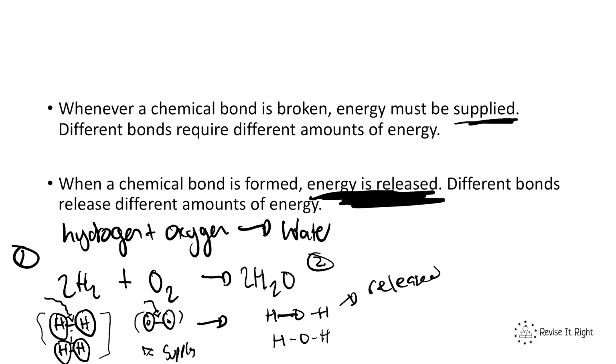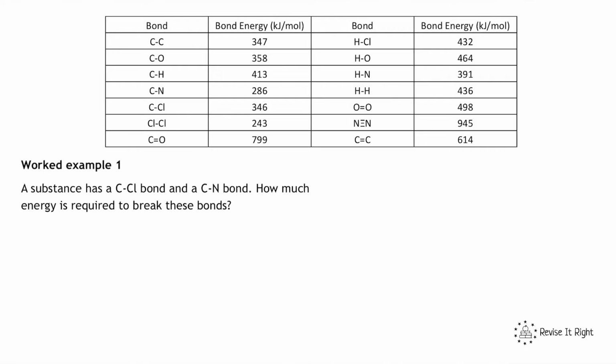And we can therefore work out if a chemical reaction will be endothermic or exothermic by looking at the energy required to break the bonds in the reactants and the energy released when forming new bonds. And these are called bond energies. What you are therefore given is a table that looks something like this, which shows all the bonds and the amount of energy it takes to break or form that bond.